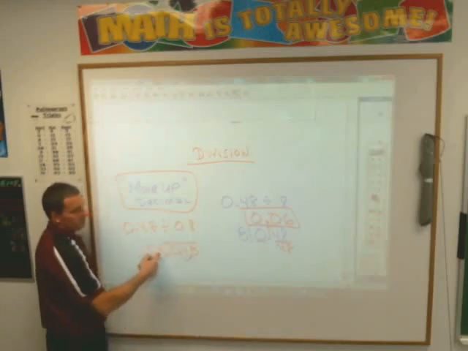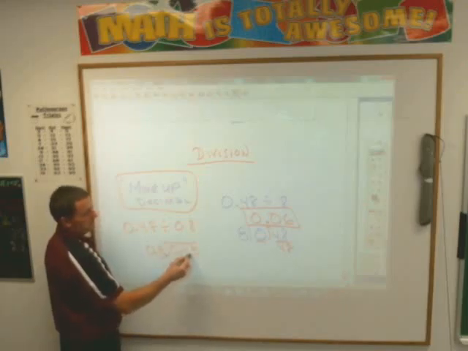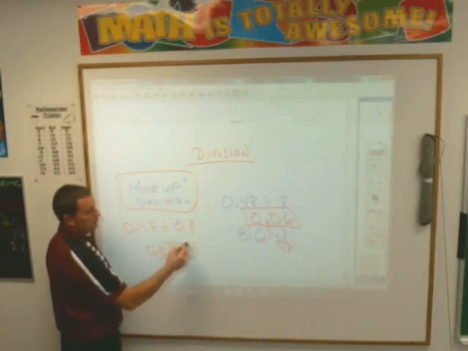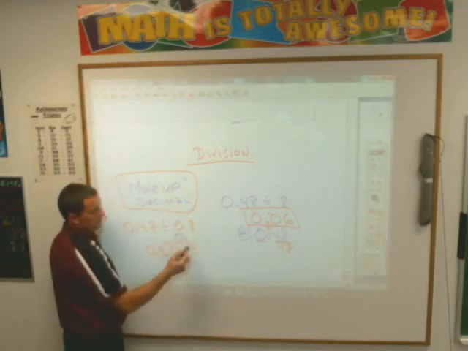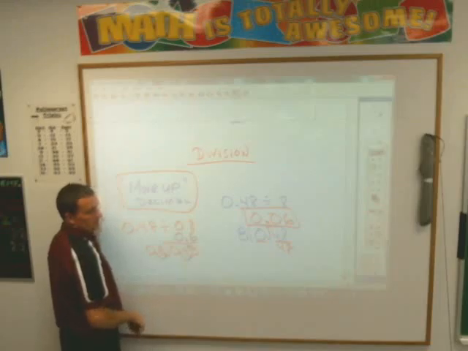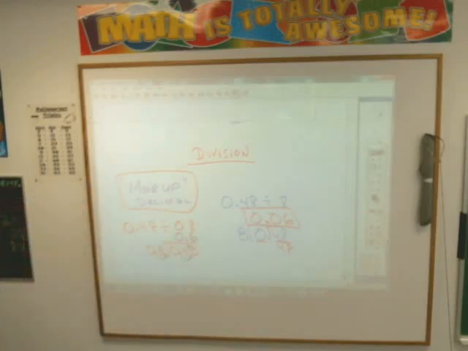So now this problem really changes into 8 into 0.48, which means the decimal goes straight above its new home. 8 doesn't go into 4, but 8 does go into 48 6 times. So 0.6 would be your answer for that.